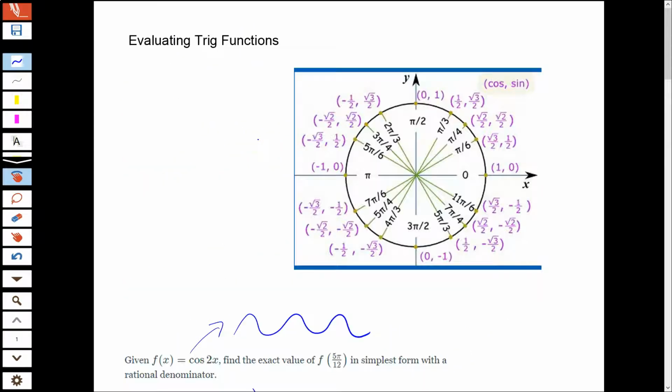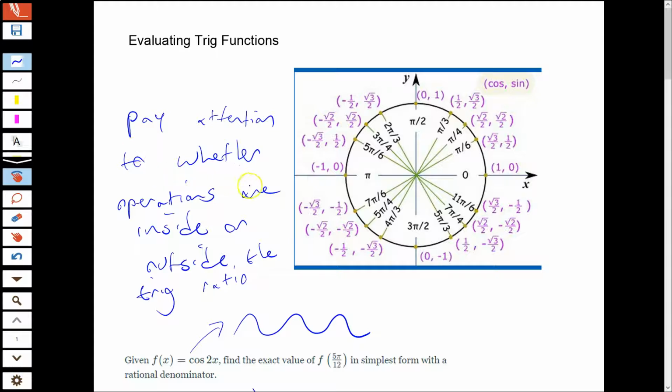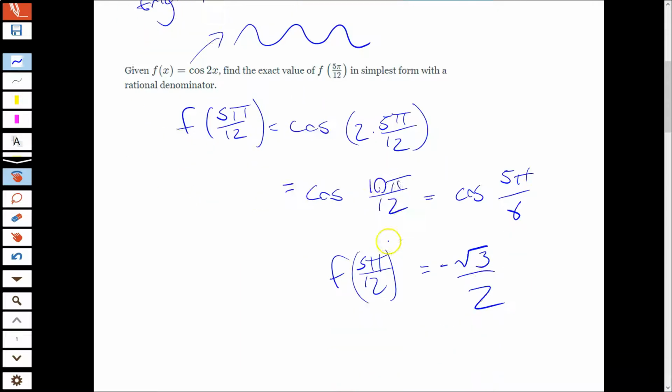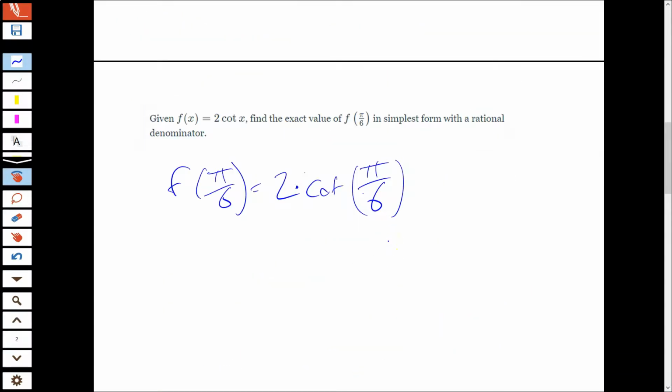So I guess what I mean by order of operations is this. Pay attention to whether your operations are inside or outside the trig ratio, because that tells you what order to do things in. So this 2 times x is inside the trig ratio, so we multiplied first. Here it's outside, so we're going to find cotangent first and then multiply by 2.